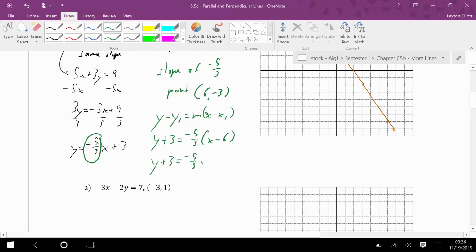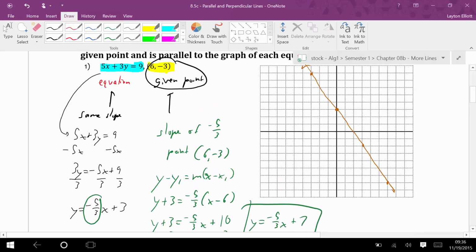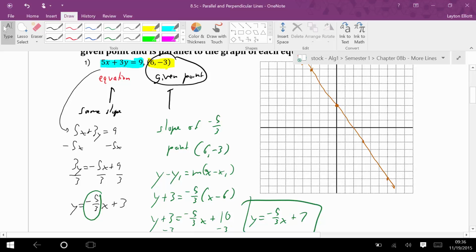Negative 5/3 x plus, this would be plus 10, and then subtract 3. Y is equal to negative 5/3 x plus 7. This is my answer. This is the correct new line. It has a different position based on that new point it wanted me to graph. And then I can check to make sure I'm accurate.